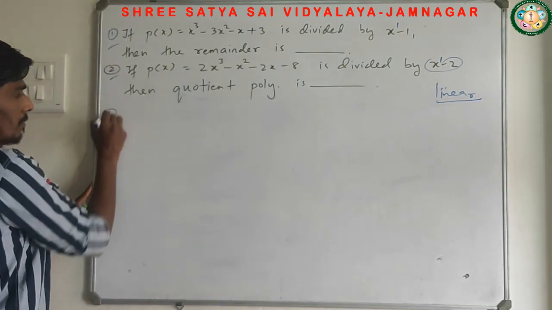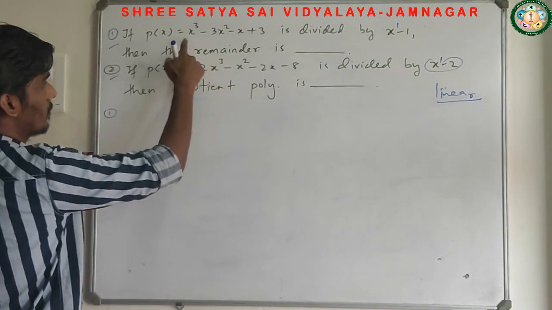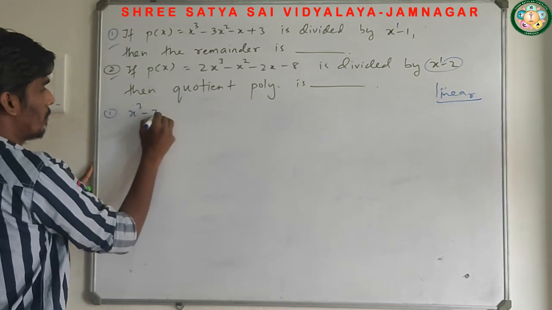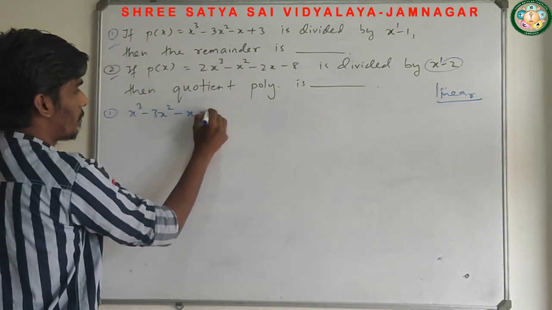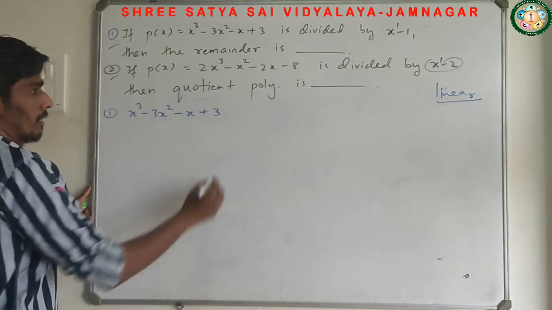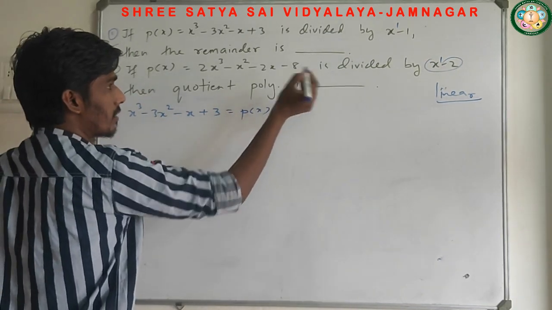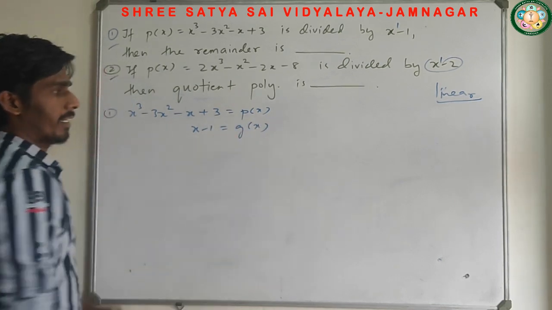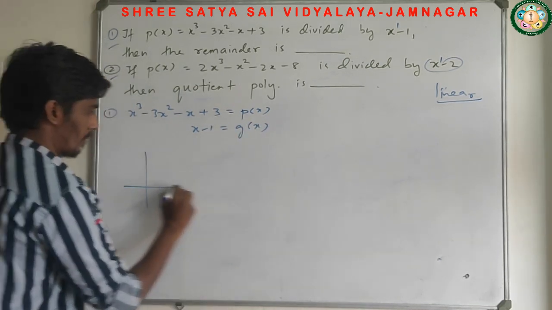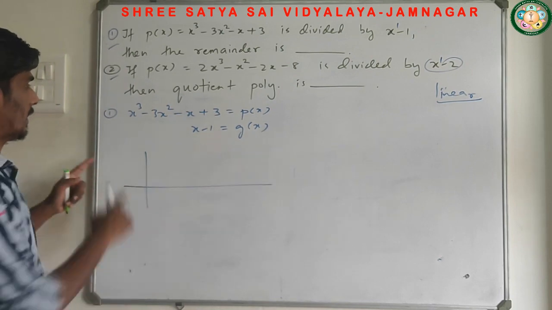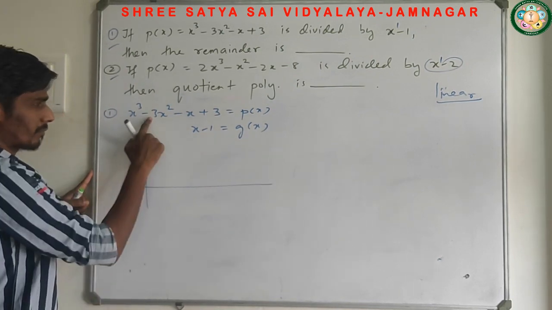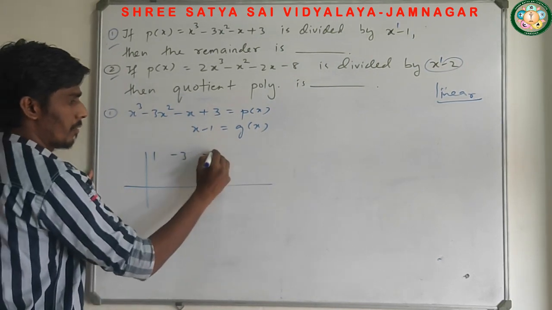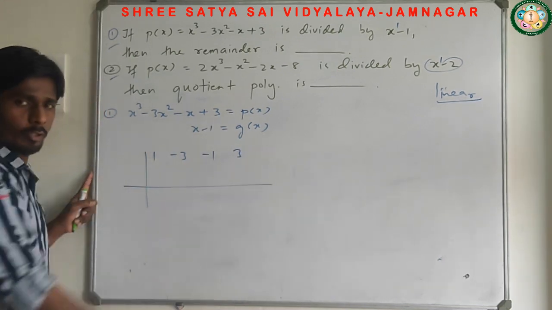In the first one, p of x is x cube minus 3x square minus x plus 3. This is p of x. And g of x is x minus 1. Write down all the coefficients. If nothing is there, it means 1. Then minus 3, minus 1, 3. Write down all the coefficients with sign.